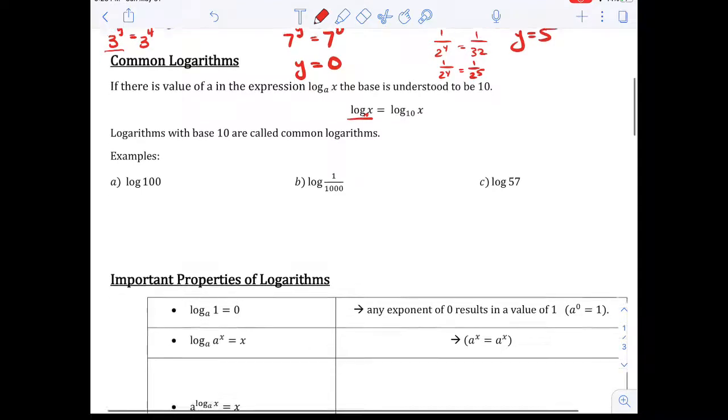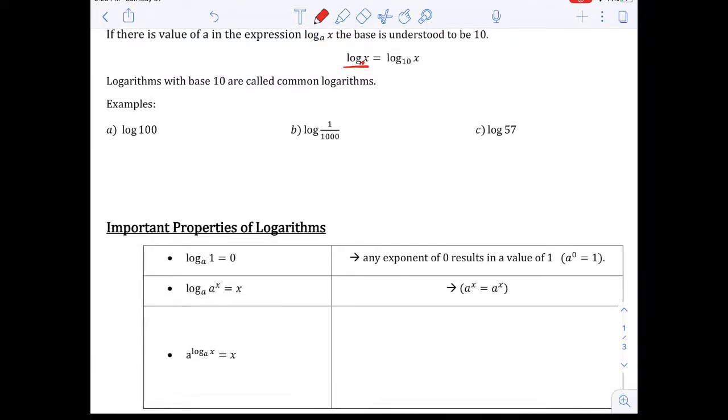Logarithms with base 10 are called common logarithms. So for example, these ones here, it's like writing log base 10 of 100, or log base 10 of 1 over 1,000, and maybe log base 10 of 57. Those are just called common logarithms. That's what your calculator recognizes. So when you look at your calculator and hit the log button, you would not be able to put in a base for it. It just assumes that it's a common logarithm.